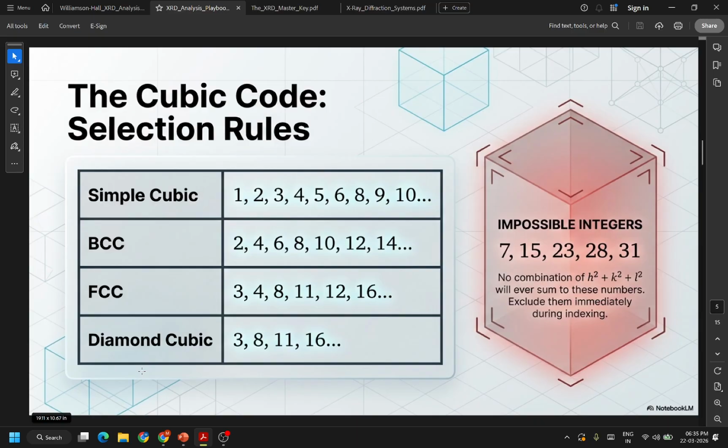Now, some integers are impossible. They cannot occur, and those are 7, 15, 23, 28, 31. No combination of h square plus k square plus l square will ever sum to these numbers, so you don't even have to consider them during your indexing.